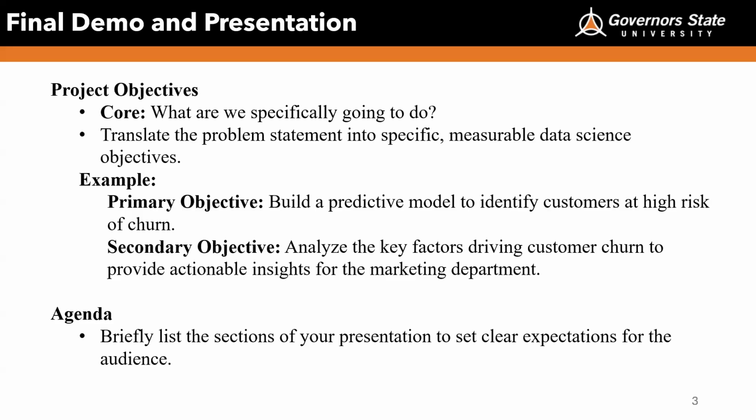Then you need to translate the problem statement into specific, measurable data science objectives. For example, you can list your primary objective, such as building a predictive model to identify customers at high risk of churn. Or a secondary objective, such as analyzing the key factors driving customers to provide some insight for the marketing department. So this is the third slide.